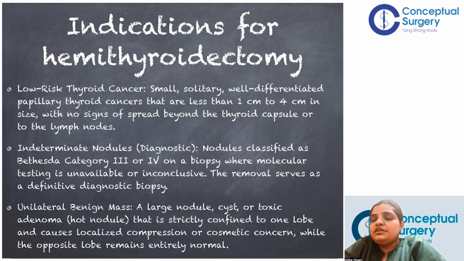After the indeterminate nodule has been excised, the patient has undergone hemithyroidectomy. If the biopsy report comes out to be an adenoma, the patient does not require any further surgery. However, if the biopsy report comes out to be a malignancy, the patient would then further undergo a completion total thyroidectomy. The other indication of a hemithyroidectomy is a unilateral benign mass, which could be a large nodule, cyst, or a toxic adenoma that is strictly confined to one lobe.